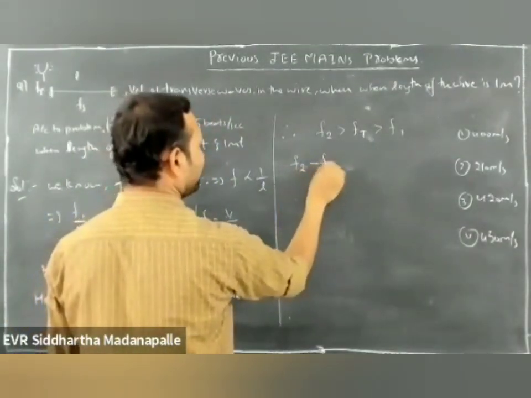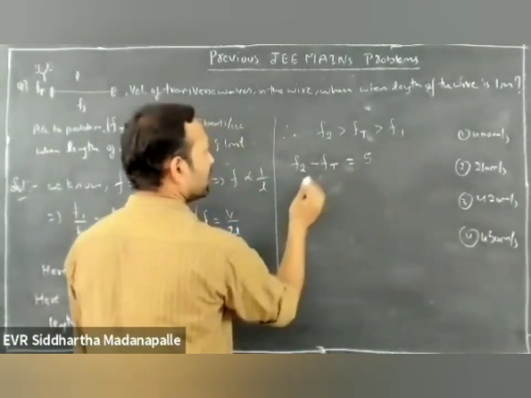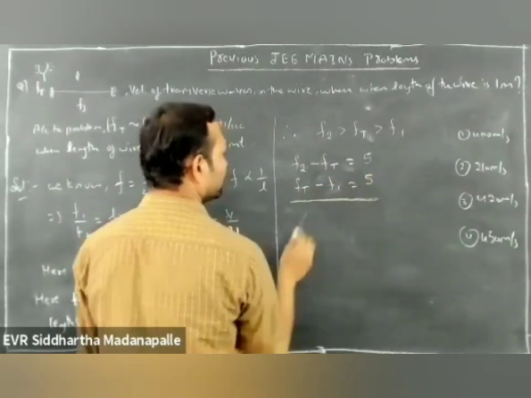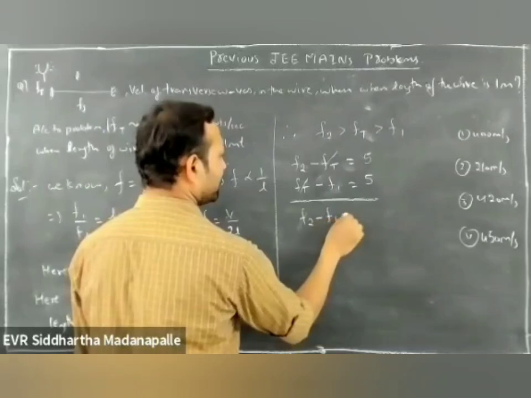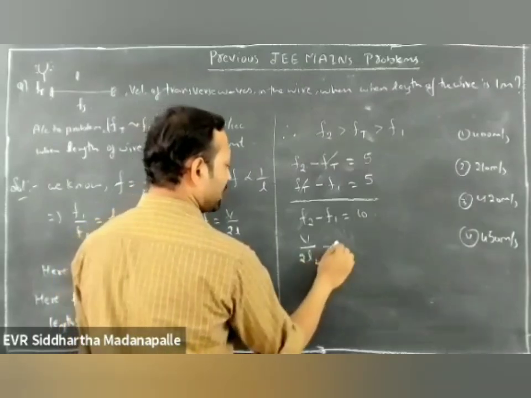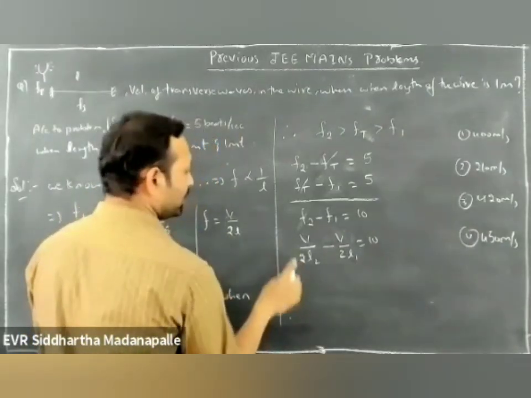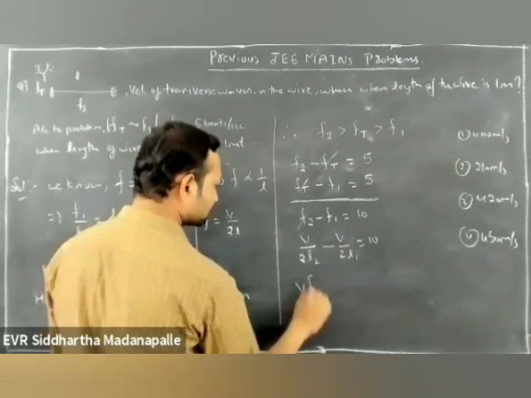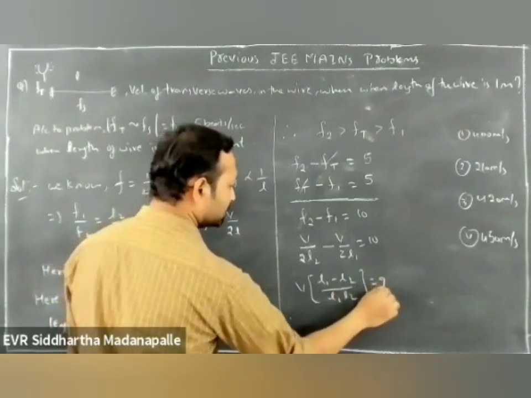From this we can write f2 minus ft gives how many beats? 5. And ft minus f1 is equal to how many beats? 5. So adding both, minus and plus cancel, therefore f2 minus f1 is equal to 10. f2 minus f1 is v by 2L2 minus v by 2L1 is equal to 10. Taking v by 2 common, the 2 goes to the other side and it becomes 20. So v times (L1 minus L2) by (L1 into L2) is equal to 20.